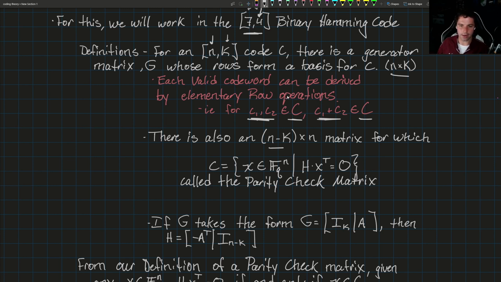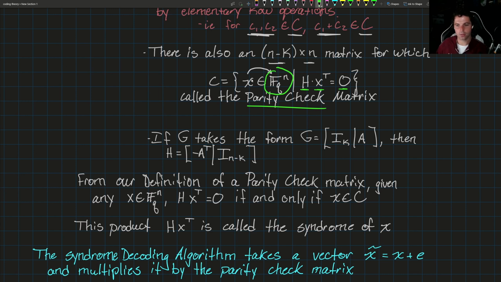Given this, there's also an n minus k by n matrix H for which C is composed of any vector x in our alphabet, right? That's our alphabet. It's base q and n block length. For any x in this alphabet, if we take H times x transpose, we're going to get 0. This H is called the parity check matrix. And that's going to be really important for our decoding algorithm right now. And for G, if G takes the form, the identity matrix of size k, and then the rest of our matrix, A, our parity check matrix H is negative A transpose, and then the identity matrix of size n minus k. And that's going to make a little bit more sense here in a second, if you don't know what those things mean.